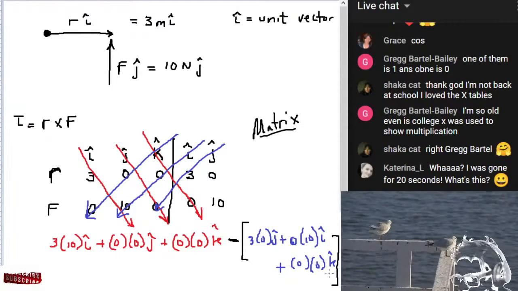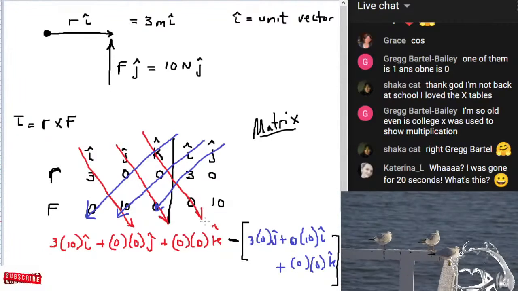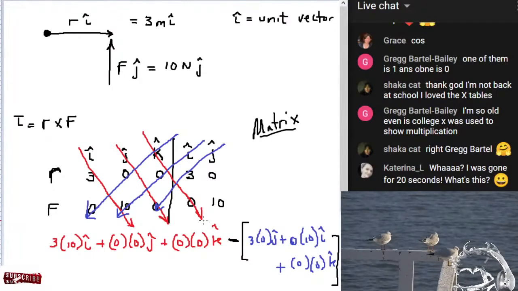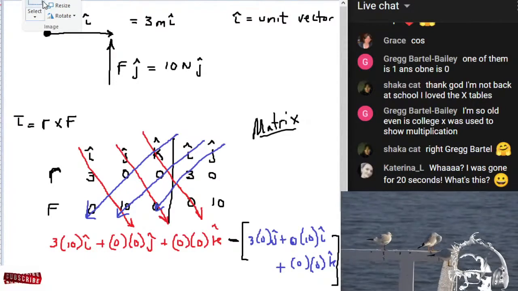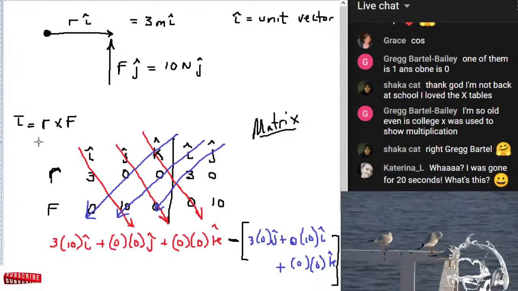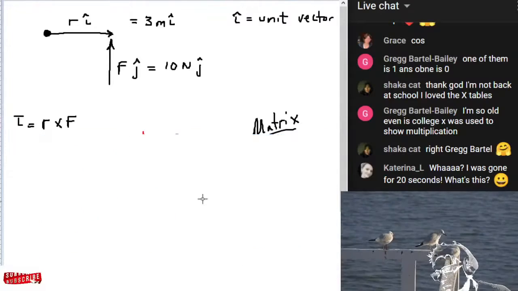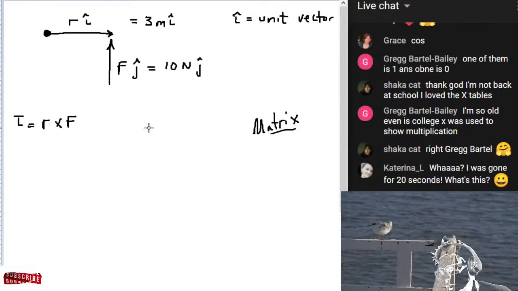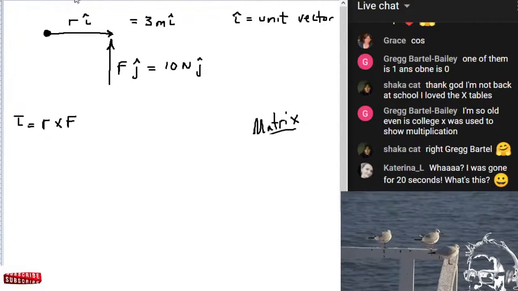This gets messed up if you get sloppy with it. I might have messed this up. Yeah, I think I screwed this up. I'm gonna redo this. It's hard to write neat on this platform. Try this again. Okay.